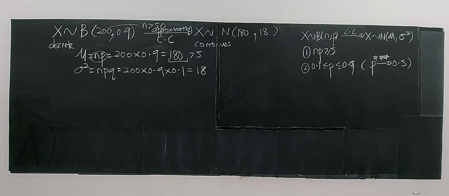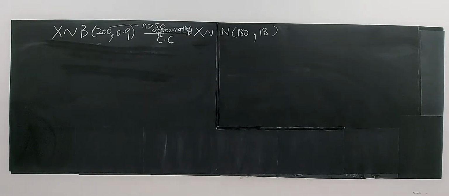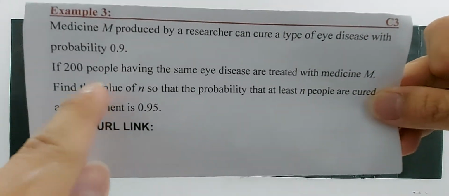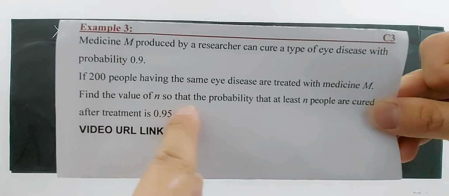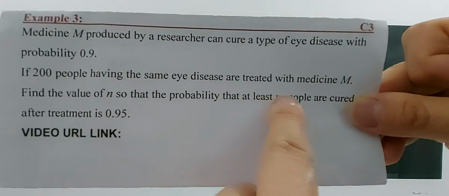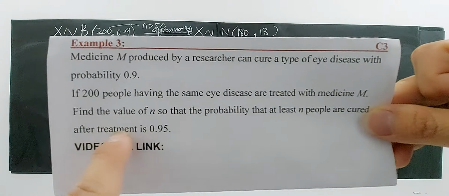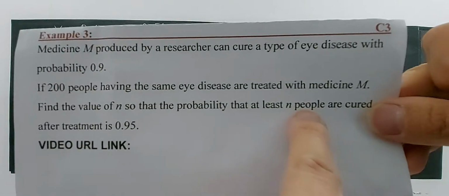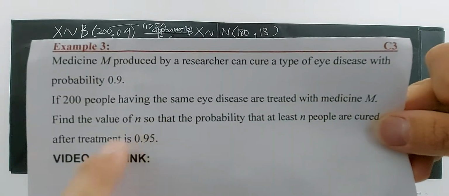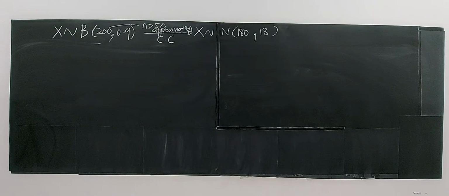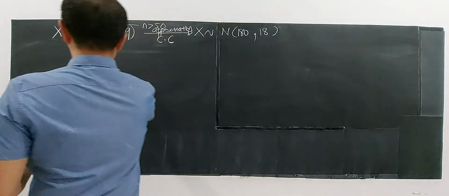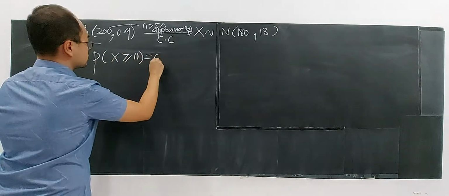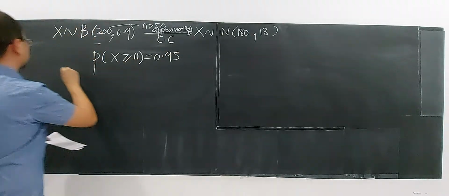Now we start answering the question. We have made clear why we're doing this. Find the value of n, so that the probability that at least n people are cured after the treatment is 0.95. Read carefully. I'm going to write it in mathematical form: the probability of at least n people cured is 0.95. So they want you to find the value of n.